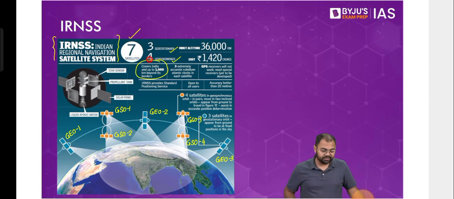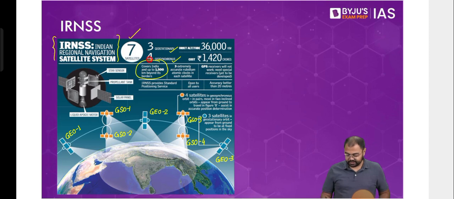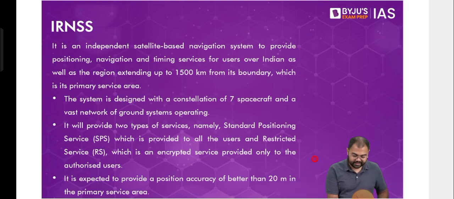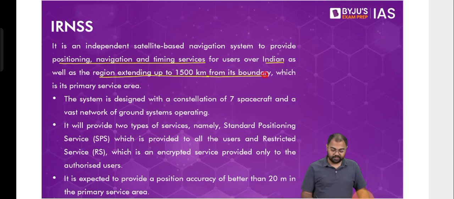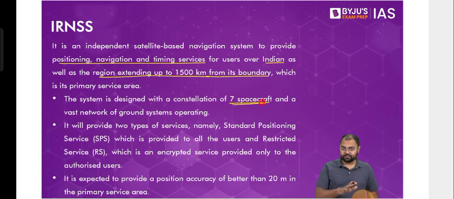All right, to cover the Indian Ocean region, this is how the IRNSS system has been devised. Now, when it comes to this IRNSS system, what we know is that it will provide positioning, navigation, and timing services for users over India as well as the region, extending up to 1500 kilometers beyond the Indian boundaries. It's a set of 7 satellites, 4 geosynchronous and 3 geostationary.